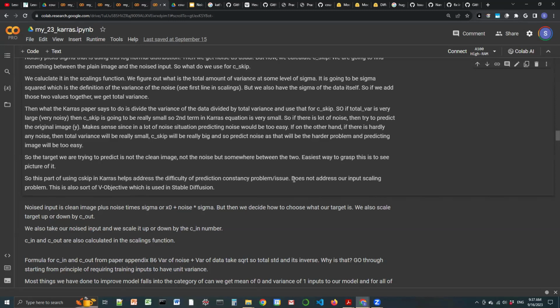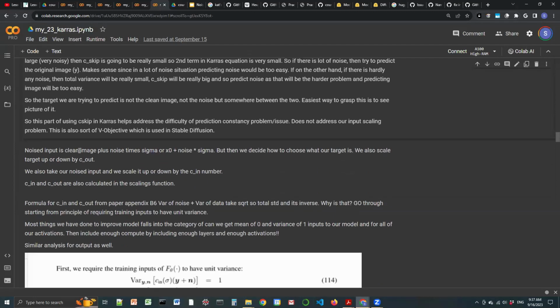By the way, another reference that he points out is that sometimes this use of c_skip and so on is also called the V objective. So if you see some paper referring to the V objective, that's identical to the notion of c_skip. That is the model predicting the harder thing to predict. And then the noise input is the clean image.